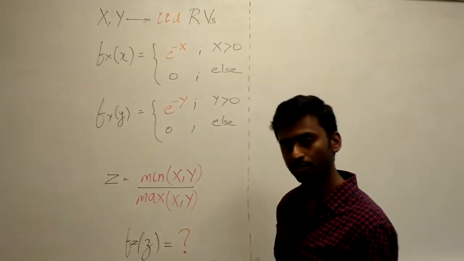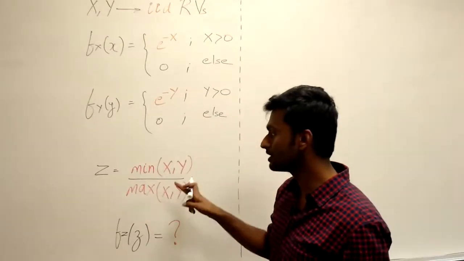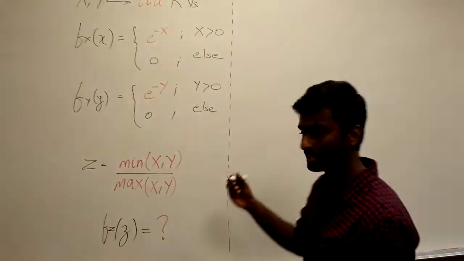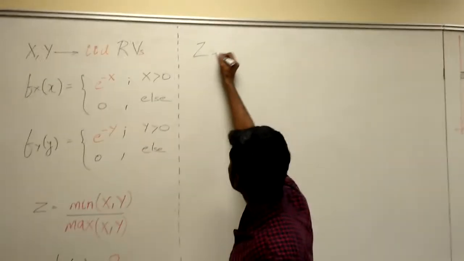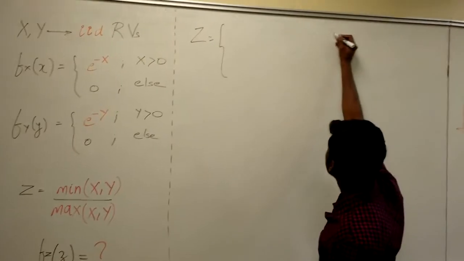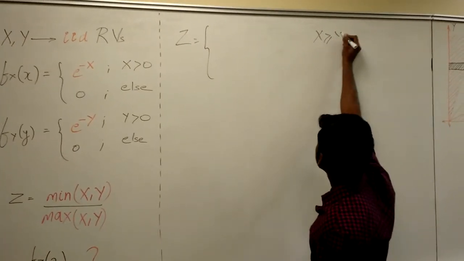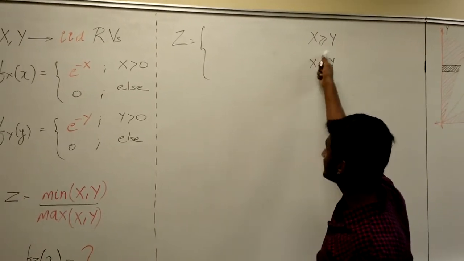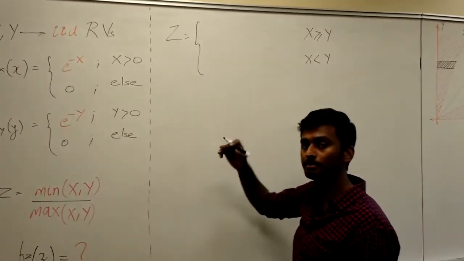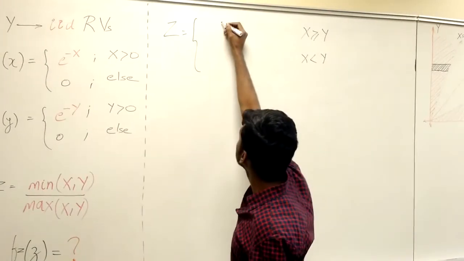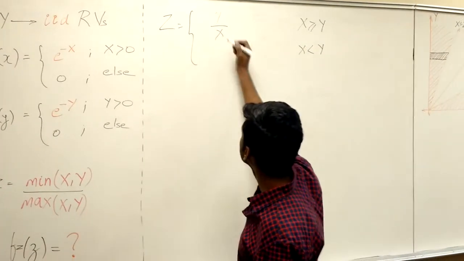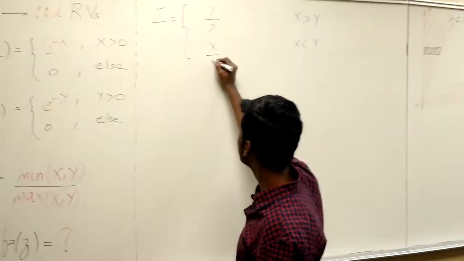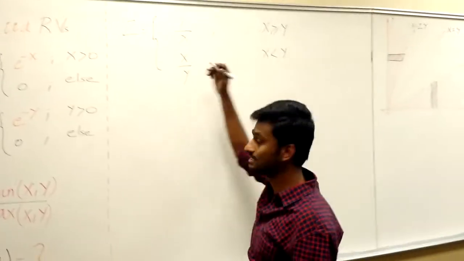So in order to find the density function of Z, we first need to find the distribution function of Z. But before that, we need to know that for this particular case of Z, minimum by maximum, Z can have two values. Let's start. So Z can be given as, the first case, when x is greater than or equal to y, and the other when x is less than y. When x is greater than or equal to y, substituting in the minimum by maximum case, we can write it as y by x. Whereas when x is less than y, we will write it as x by y. So these are the two values that Z can take.